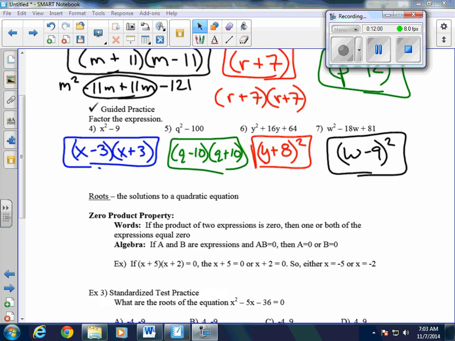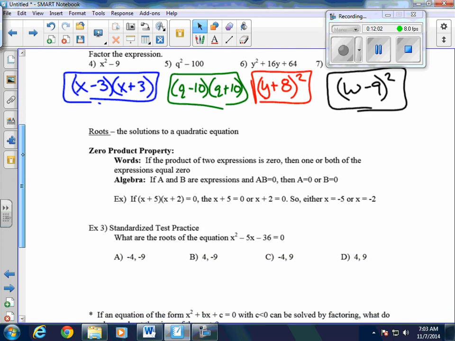So we're going to talk about the zero product property, and what that says is if the product of two expressions is 0, then one or both of the expressions must equal 0. So if A and B are expressions, and we know that A times B equals 0, then either A has to equal 0 or B has to equal 0. Because the only way that we can get an answer of 0 when we multiply those two numbers is if one of them is 0.